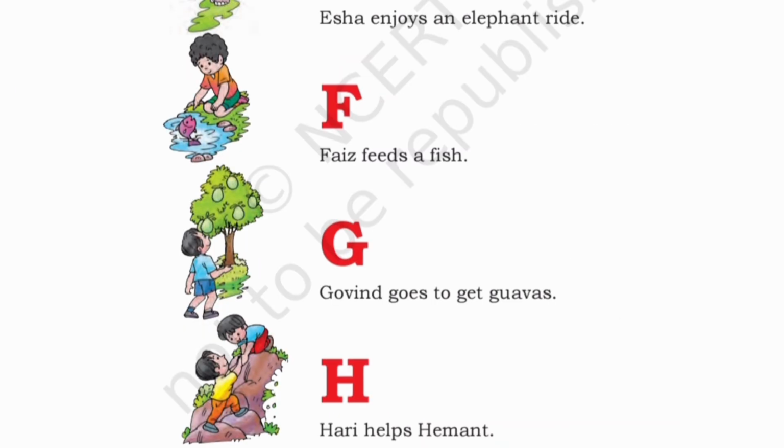F. Faiz feeds a fish. In this sentence, Faiz, feeds and fish start with the alphabet F. G. Govind goes to get guavas. Govind, goes, get and guavas: these four words start with the alphabet G. H. Harry helps Hemant. Here all three words start with the letter H.